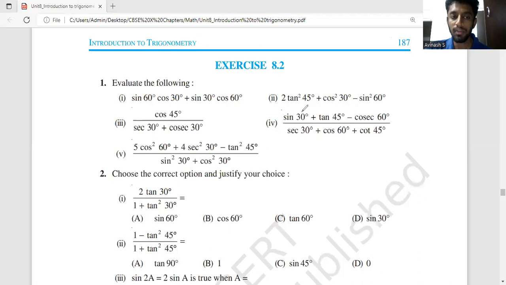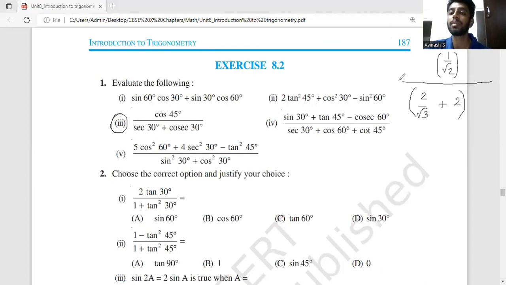So when it comes to the third subdivision, again, we are going to do it on the right side of the screen. So just a minute. Yeah. So third subdivision, the question goes like this. Please look at the third subdivision. Cos 45 degree, the value of cos 45 degree is 1 by root 2, divided by the value of sec 30 degree, which will be 2 by root 3, and the value of cosec 30 degree will be 2. So first let us substitute the values.